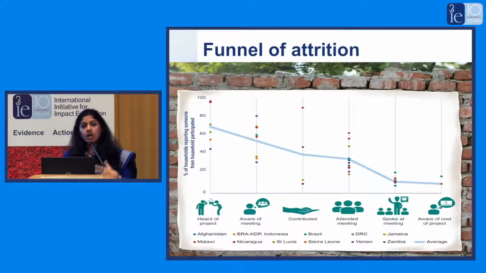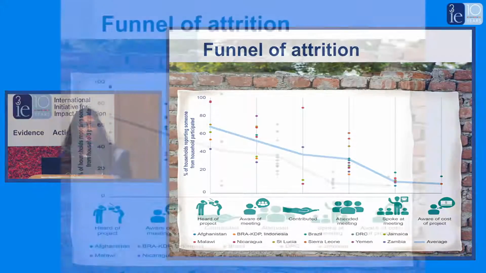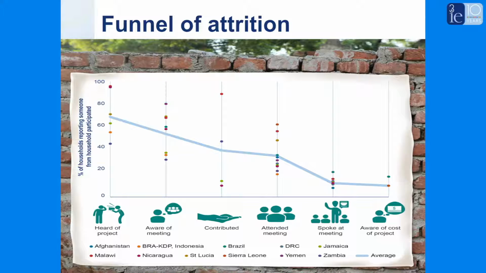So what we did was we took all of the participation data that we could find from the different documents, and we plotted it on this graph, which we call the funnel of attrition. So you see that many people would have heard of the project. Some would be aware of the meeting that is taking place, but few attend, and then fewer still speak at the meeting, and then very few are even aware of the cost of the project. So this whole assumption that the entire community participates in the project doesn't hold.